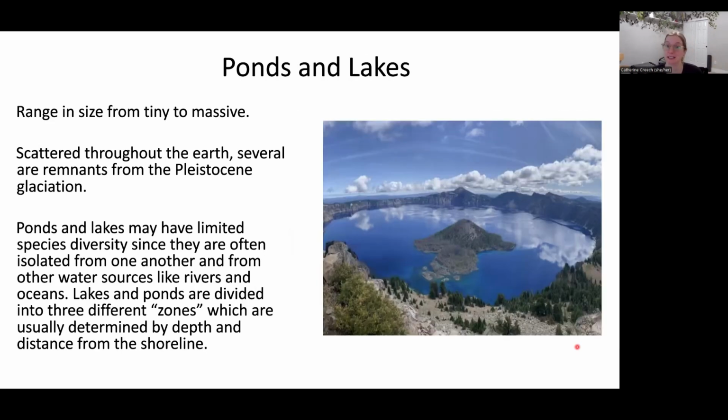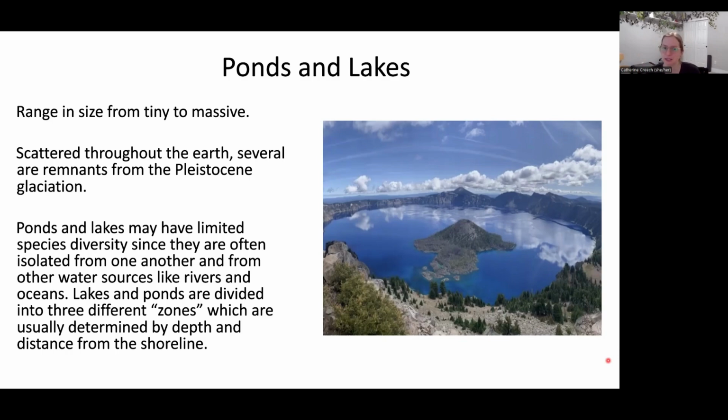Then we have lakes and ponds. They can be itty bitty or they can be massive. Here I have a picture of Crater Lake. Crater Lake in Oregon is a caldera. So this was a volcano that collapsed and filled with rainwater over time. Most of them are remnants of a glaciation event, which is when a glacier moved through and scoured up areas and created depressions that then filled with water.